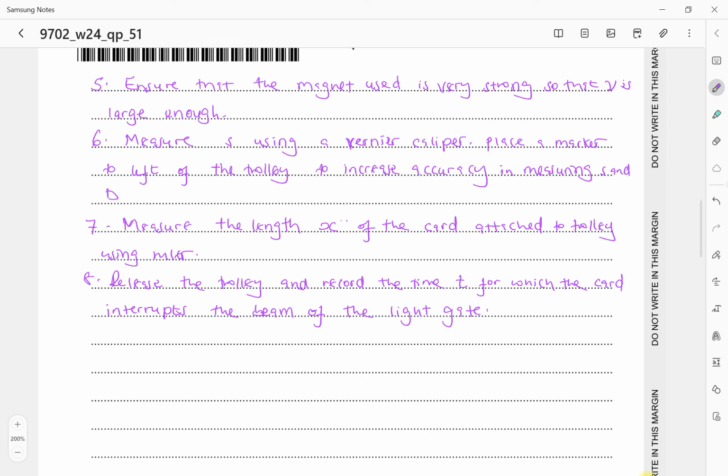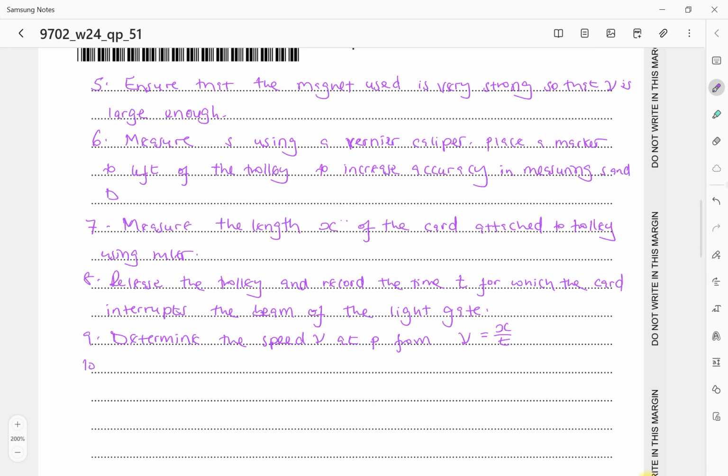Okay, now I have t and I have x. I'm going to determine the speed v. So step 9, determine the speed v at P from v equals x divided by t.